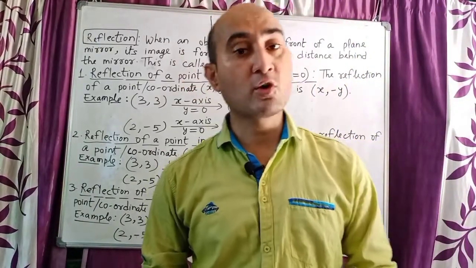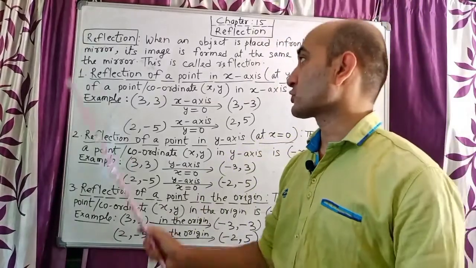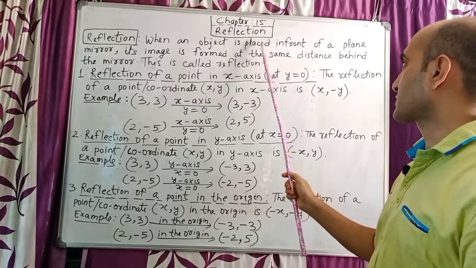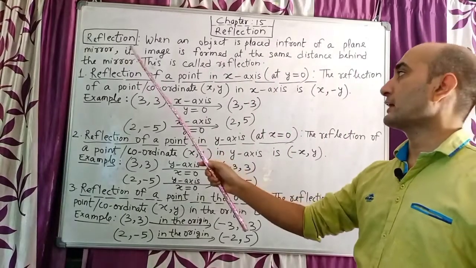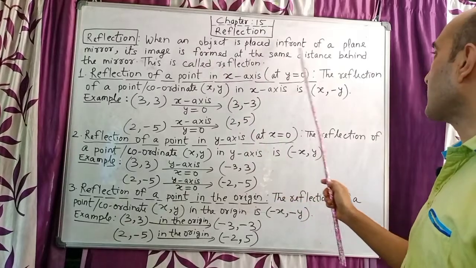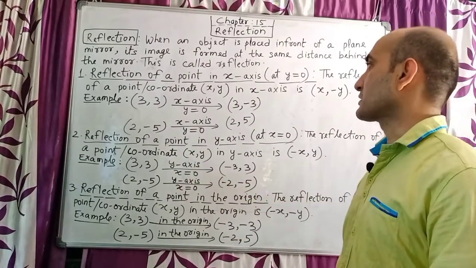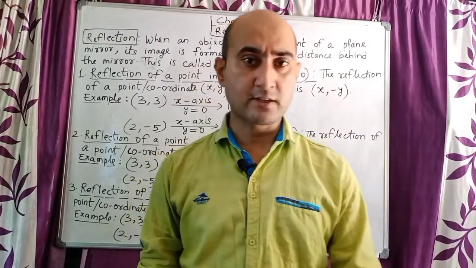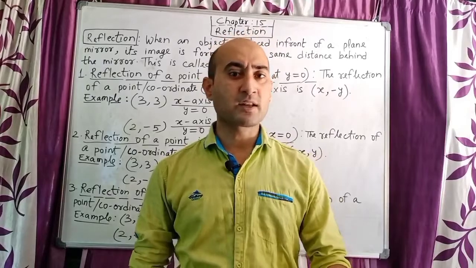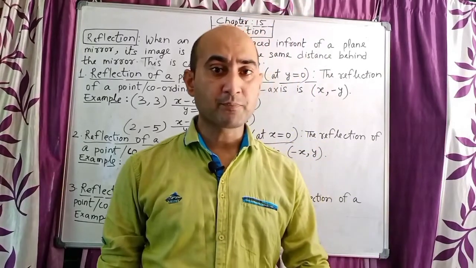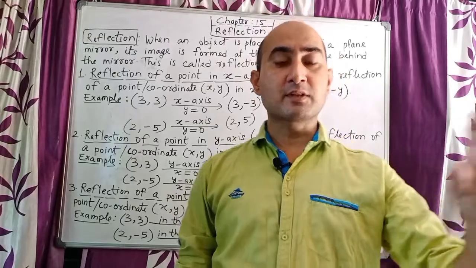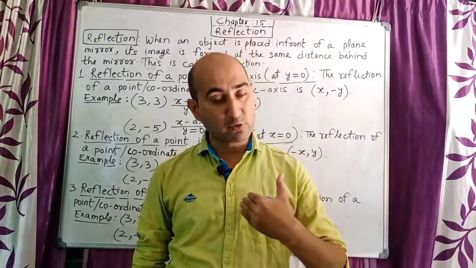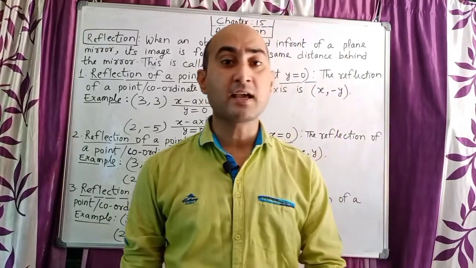So first of all we should know what is the definition of reflection. Here I have a definition. Reflection: when an object is placed in front of a plane mirror, its image is formed at the same distance behind the mirror. This is called reflection. As per physics, the definition is different. In physics we say reflection means when a ray of light travels from a medium, it strikes a reflecting surface and then bounces back to the same medium. This is the definition of reflection as per physics.